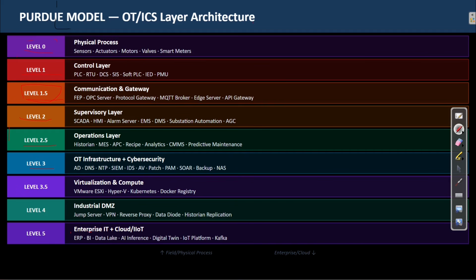Now level 3.5, where the hypervisor or multiple machines are operating. At the level 4 industrial DMZ, data is replicated securely to the enterprise network through the DMZ. Now that data is directly replicated to the enterprise or the head office for further discussion. So that is all.